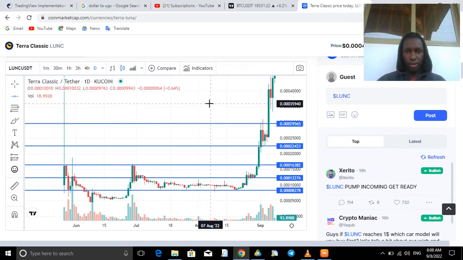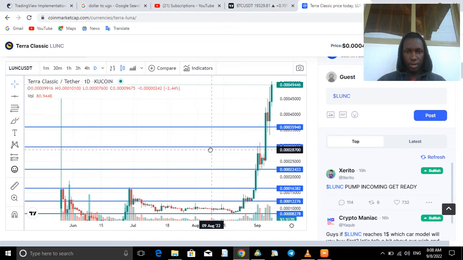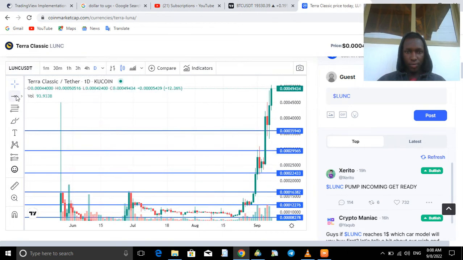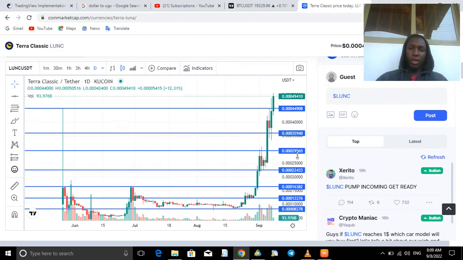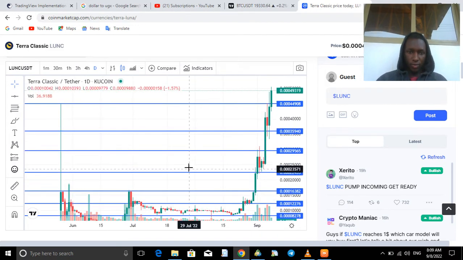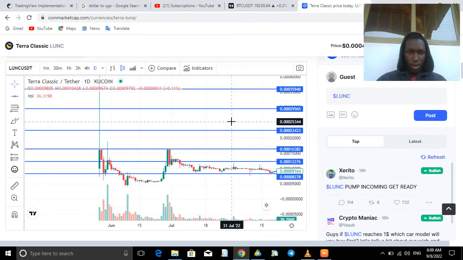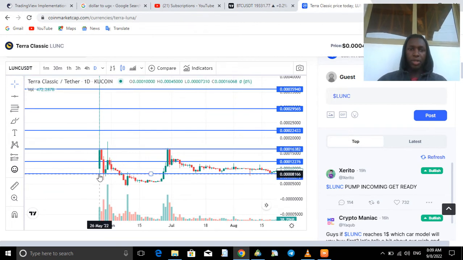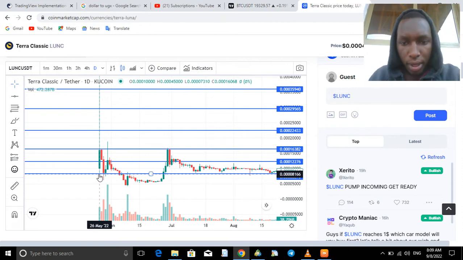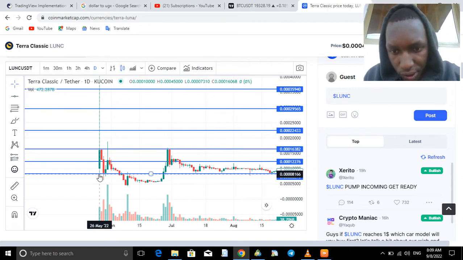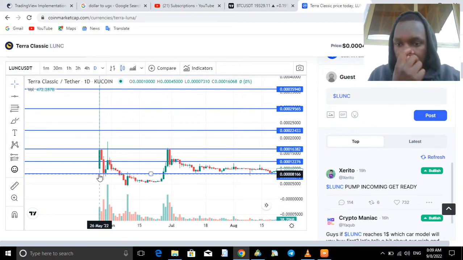I also have this, and I also have this level. Now if I try to scroll down, the current market price when Luna Terra Classic was upgraded, it came in at a price of 0.00000081. So this currency had 4 zeros.